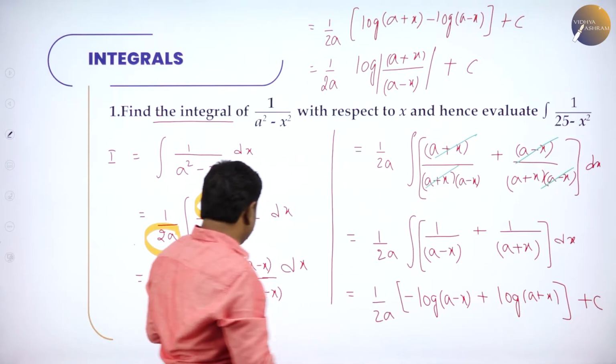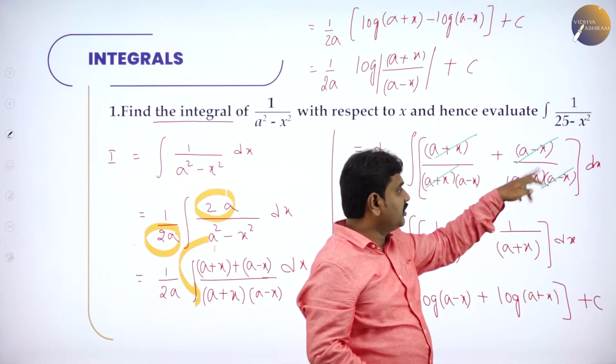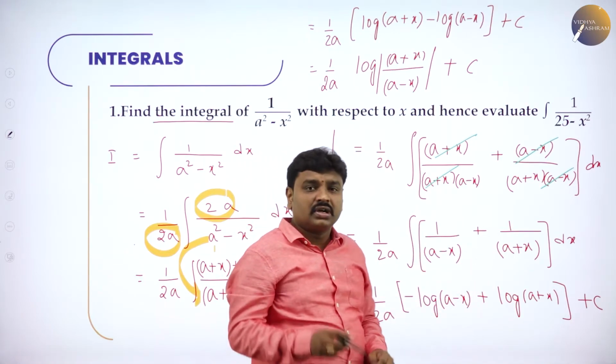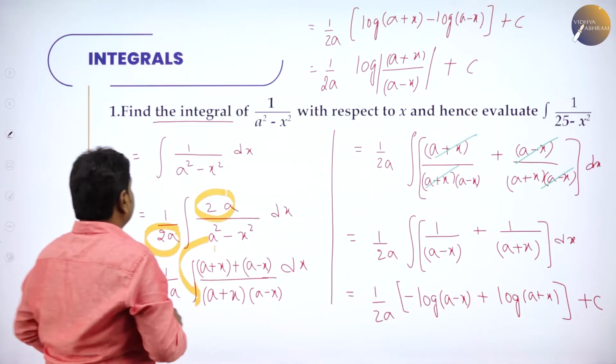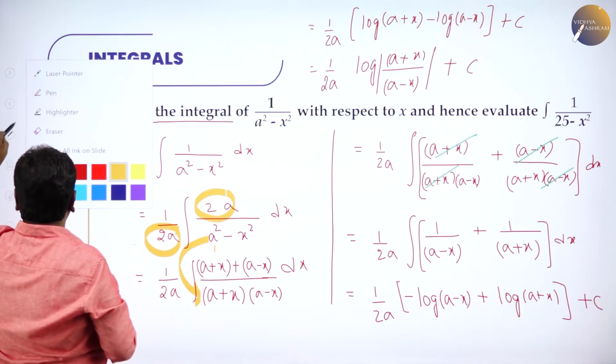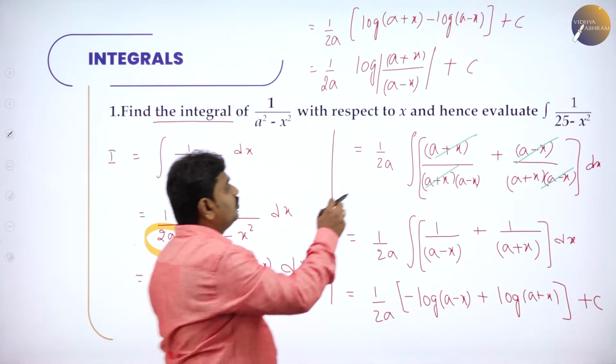In between we have a plus sign: a minus x divided by a plus x into a minus x. A minus x, a minus x, and a plus x cancel. So we'll be left with this. Now very important is the integral. So here one simple formula we are using. What is the formula we are using? Integration. So now we use this formula.